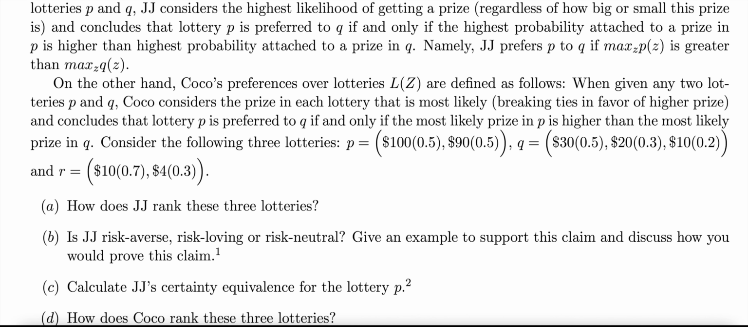So, part A was asking, how does JJ rank these three lotteries? Which one he prefers the most, which one he prefers the least, and so on. All right? And part B is JJ risk-averse, risk-loving, or risk-neutral. Give an example to support your claim and discuss how you would prove this claim.